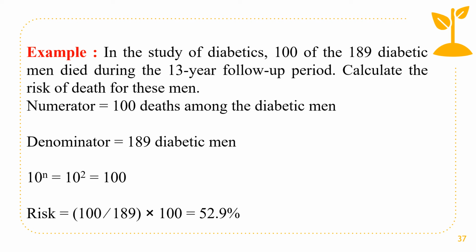In the study of diabetics, 100 of the 189 diabetic men died during the 13-year follow-up period. Calculate the risk of death of these men, that is the death rate. In the numerator, it will be 100 deaths among the diabetic men. In the denominator, there will be 189 diabetic men. So the risk is 100 by 189, that is numerator 100, denominator 189, into the multiplier, that is 100, it's 52.9. So the risk of death or the risk rate is 52.9%.